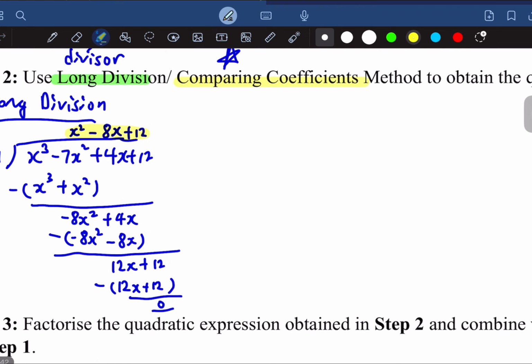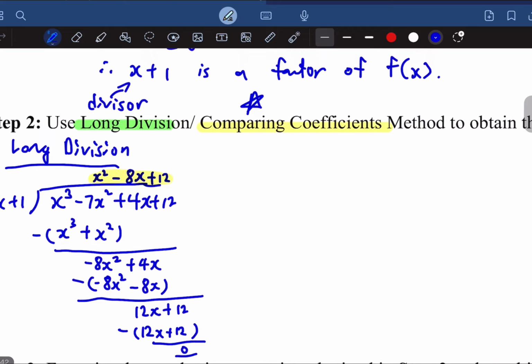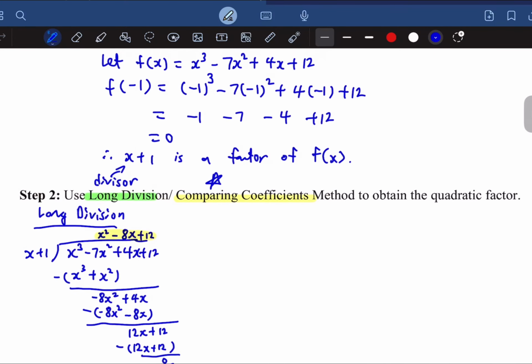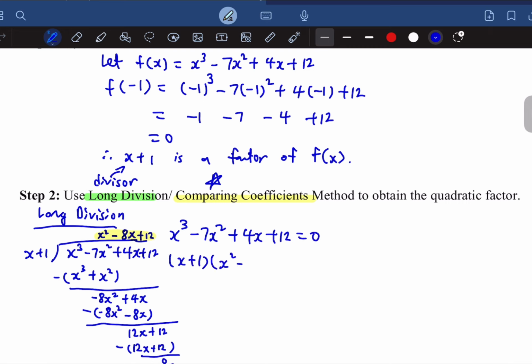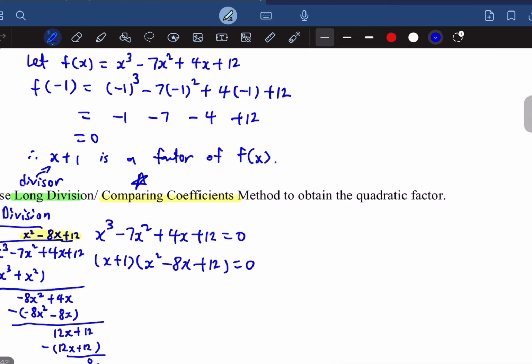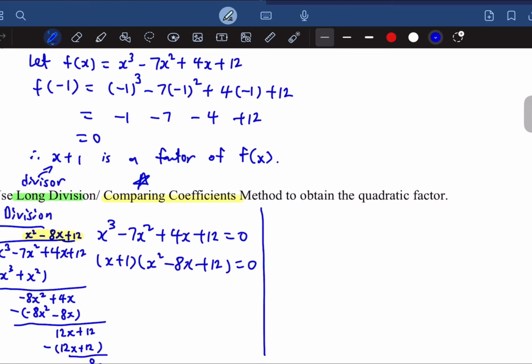So which means after I do the long division, I'll have this. I have x cubed minus 7x squared plus 4x plus 12 equals 0. So I have x plus 1, x squared minus 8x plus 12 equals 0. So that's about long division, which is very long. So instead, we can use comparing coefficient, which is very, very much shorter.